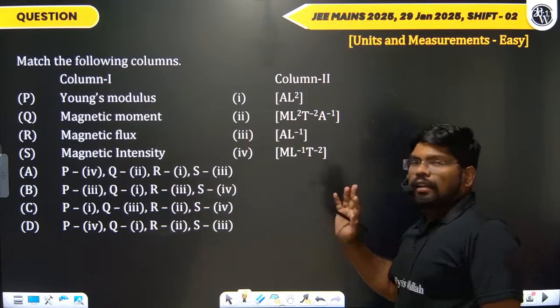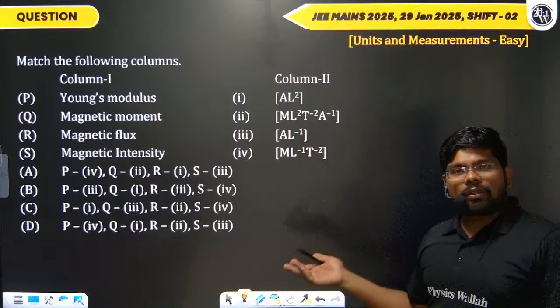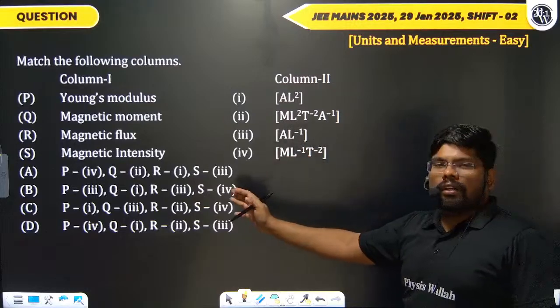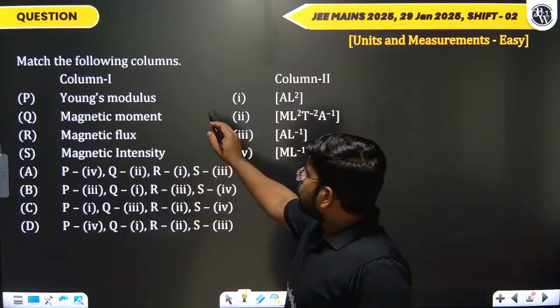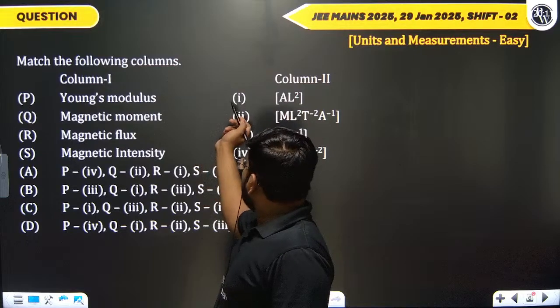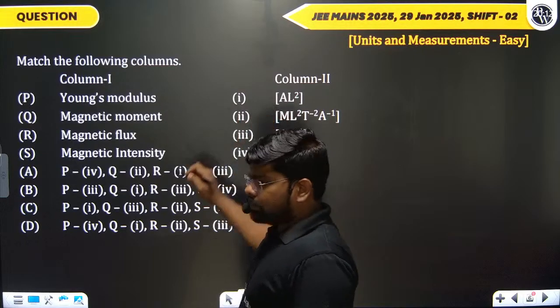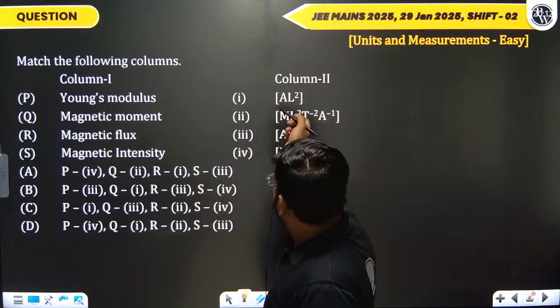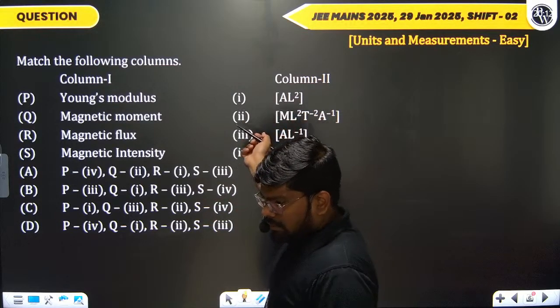Like in the previous shift, they also asked one question on dimensions. Every shift they're asking dimensions, and that too simple quantities only, nothing new. So units, that is the dimensions, if we take. I hope you are able to get the answers here, and some very simple things we are solving.